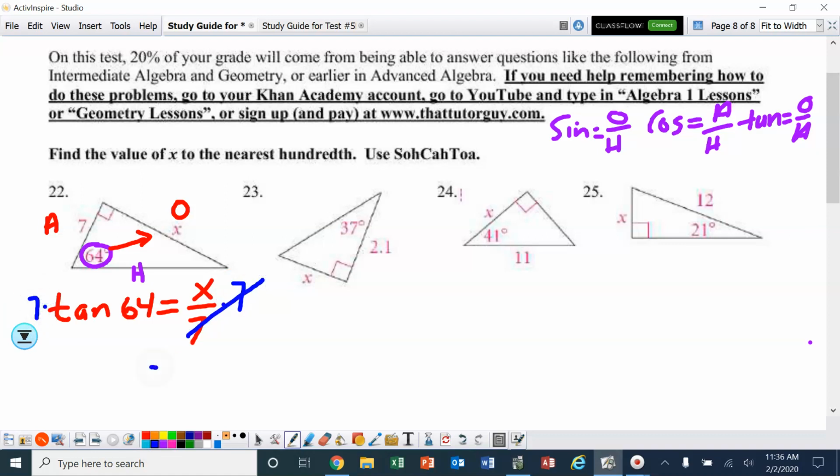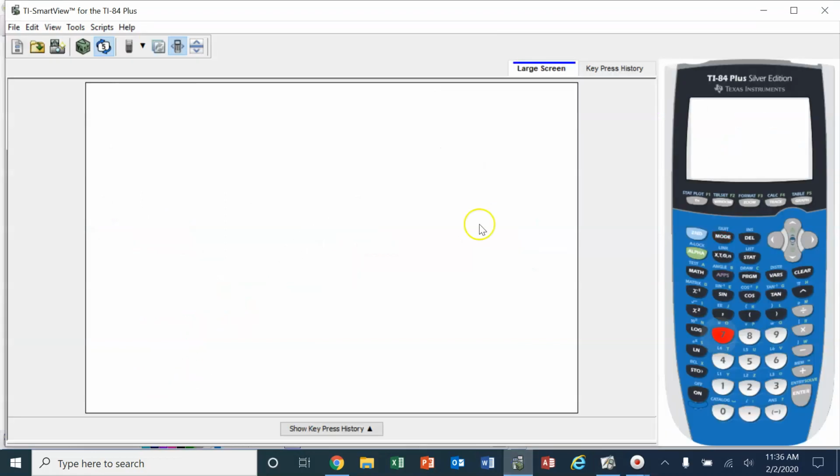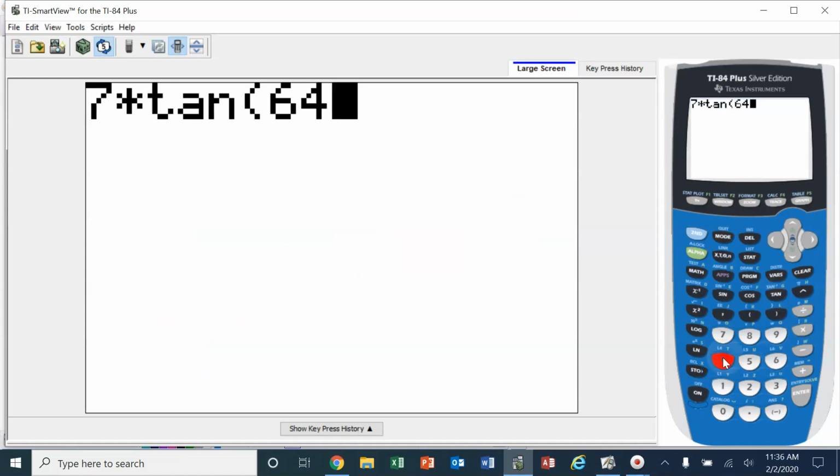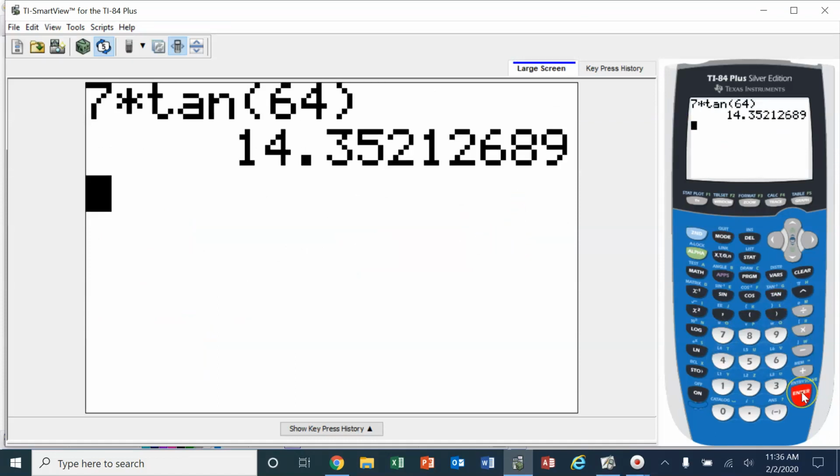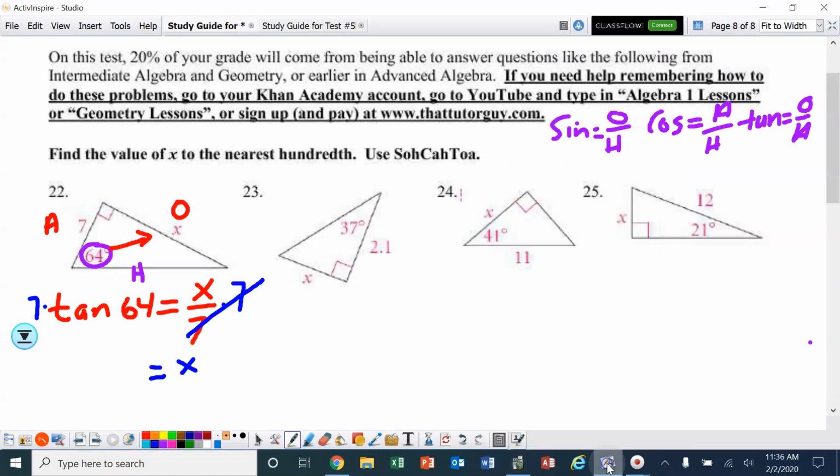All right, so all we need to do is take 7 times tangent 64 degrees, and we're going to round it to 14.35. It does not say what measurement it's in, so we will just leave it 14.35.